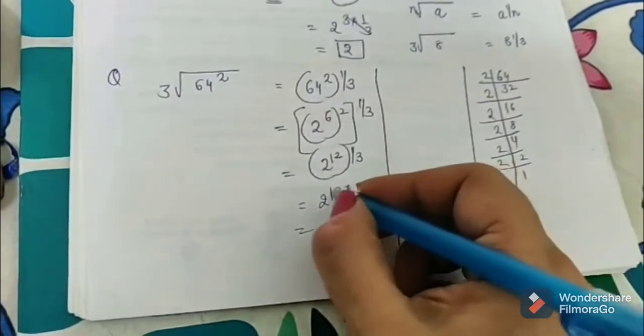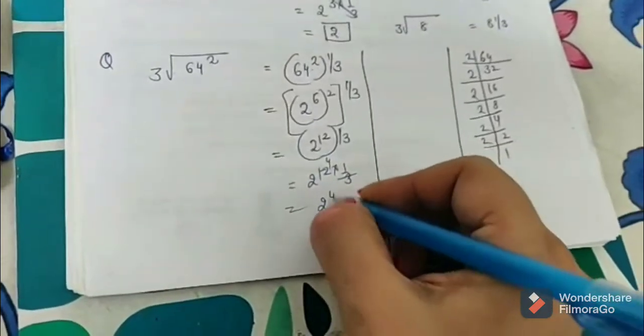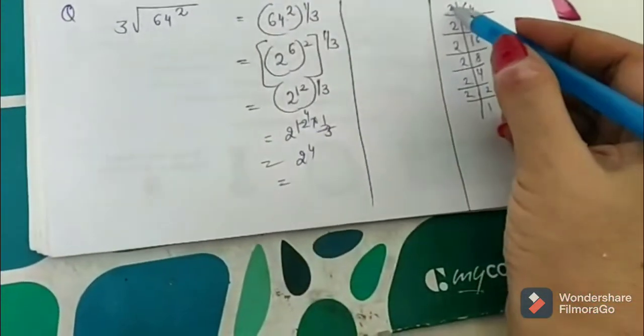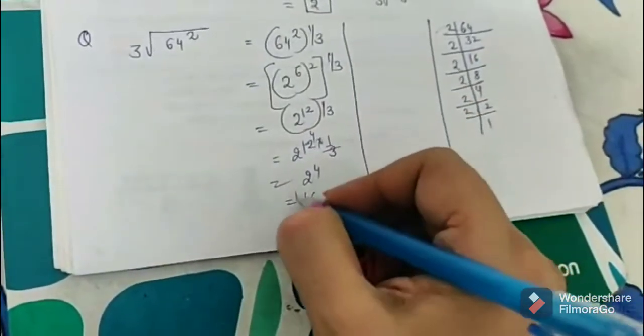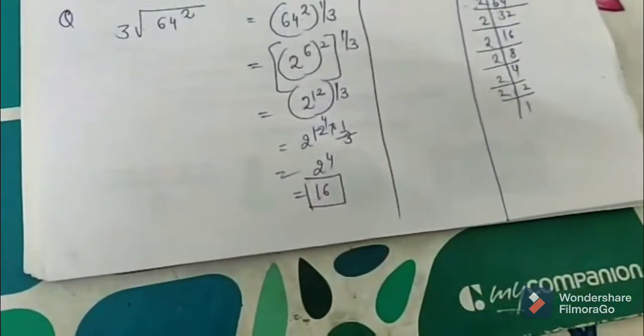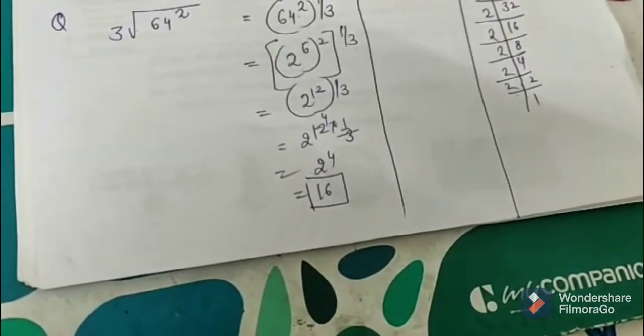This can be further written as 2 raised to power 12 into 1/3, यानी कि 3 4s are 12, so 2 raised to power 4. And what do you mean by 2 raised to power 4? 2 2s are 4, 4 2s are 8, 8 2s are 16. This is one of the methods of solving this.